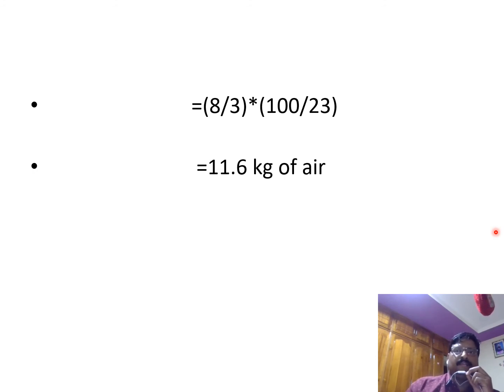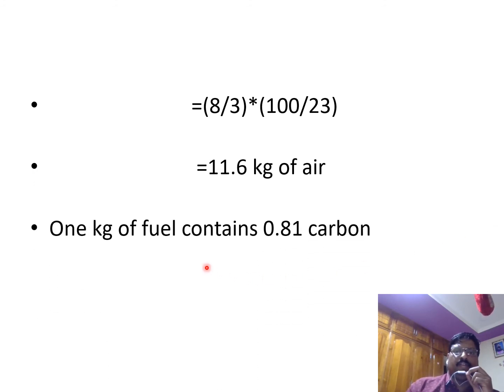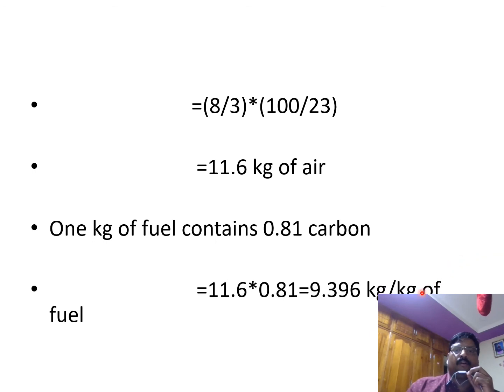In the problem it is given that 1 kg of fuel contains 0.81 percentage of carbon. Therefore, if we multiply the total quantity of air with 0.81, we can have the quantity of air supplied per kg of fuel. So that is 11.76 into 0.81, that is 9.396 kg per kg of fuel. Okay. So now, what do we have to determine?